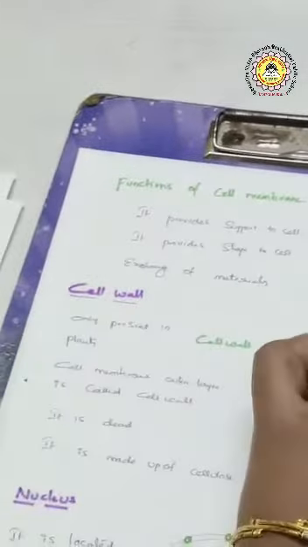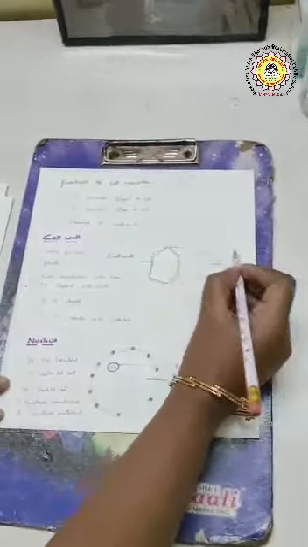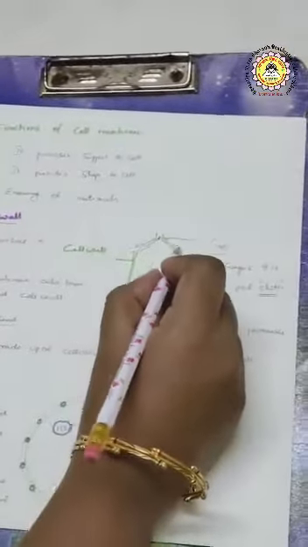Next one, cell wall. The cell wall is the outer layer of the cell membrane. It is present only in plants. It is made up of dead cells and is made of cellulose. Mainly, the fungal cell wall is made up of chitin. It is an important point: plant cell walls are made up of cellulose, and fungal cell walls are made up of chitin.